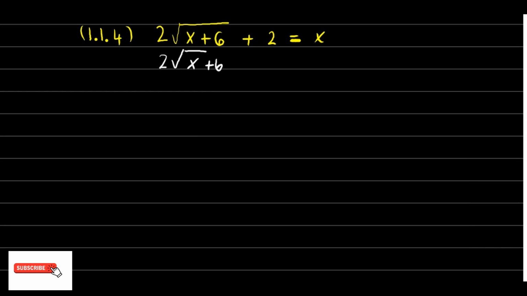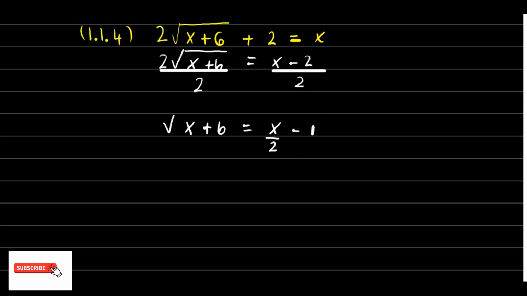We're going to take this 2 to the right hand side, and it's going to be x minus 2, right? And then from here, we can divide by this 2 here, so that we have the value under the square root and the square root on its own. So when you divide by 2, you're going to be left with the square root of x plus 6 equal to x over 2 minus 1. 2 over 2 is the same as saying 1, right?